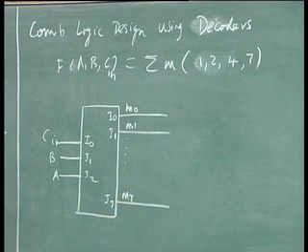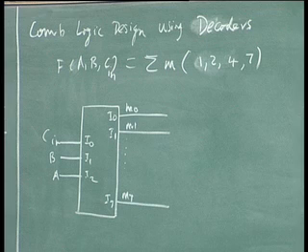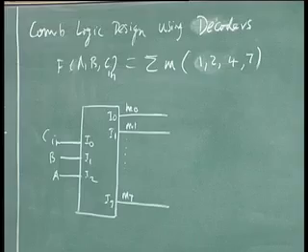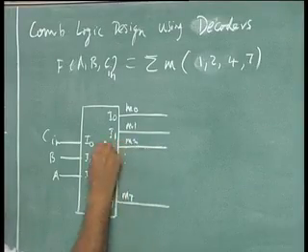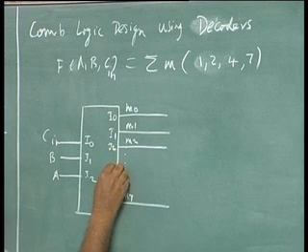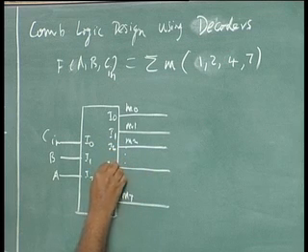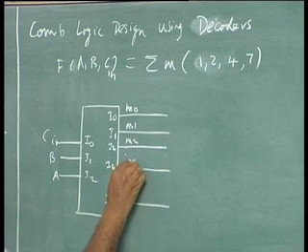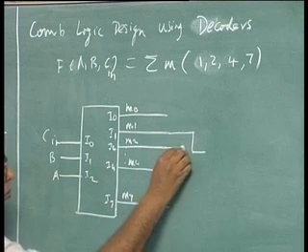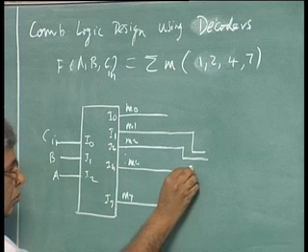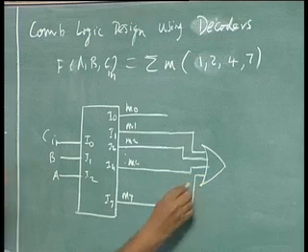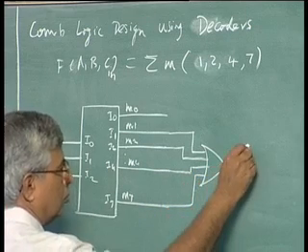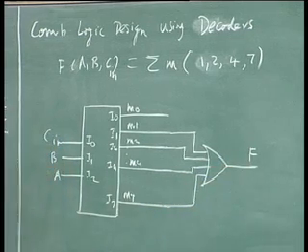Now, in order to get a full adder, I need to combine M1, M2, M4, M7 into an OR gate, correct? So I take M1, M2, M4, M7. This is my F, which is the sum of the full adder.